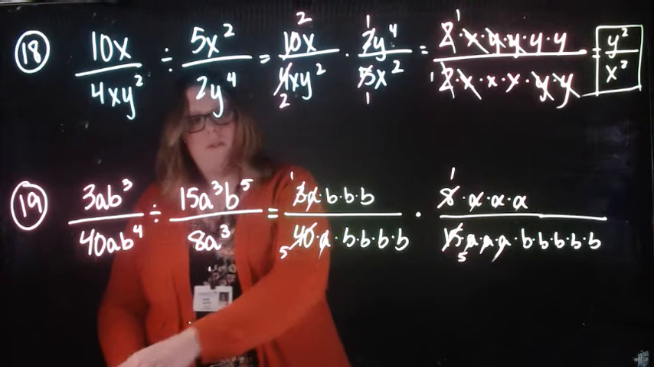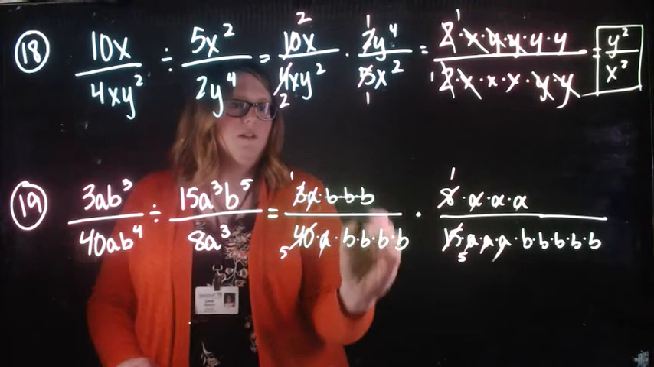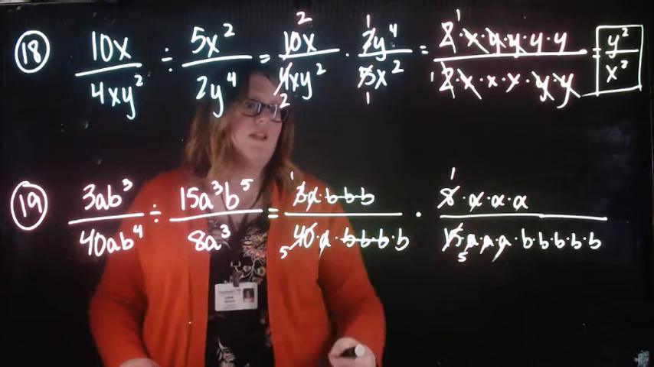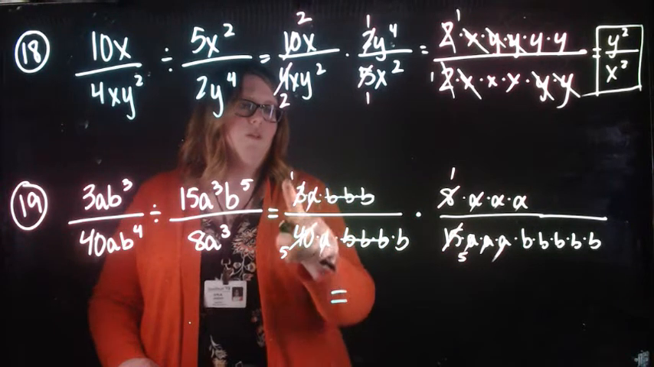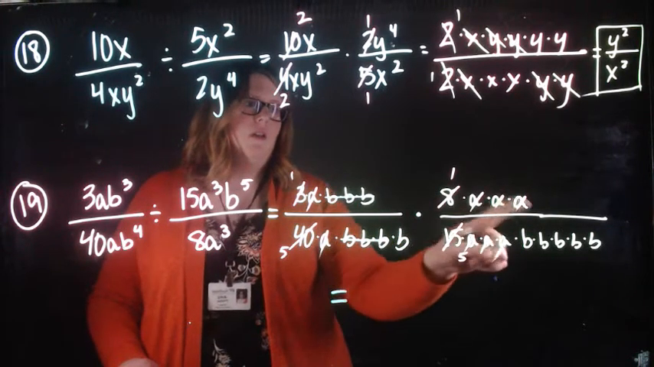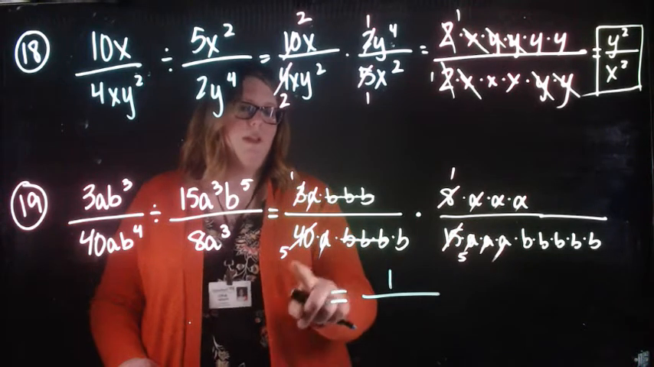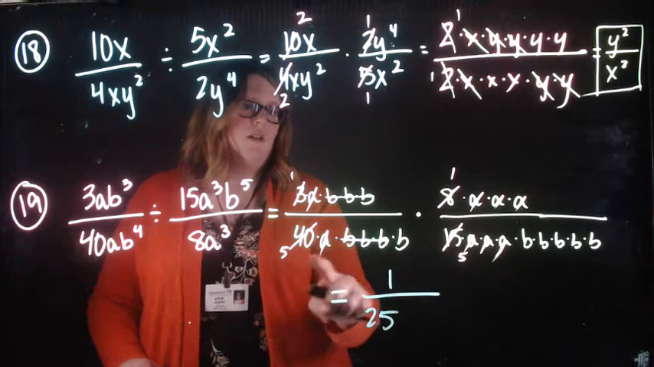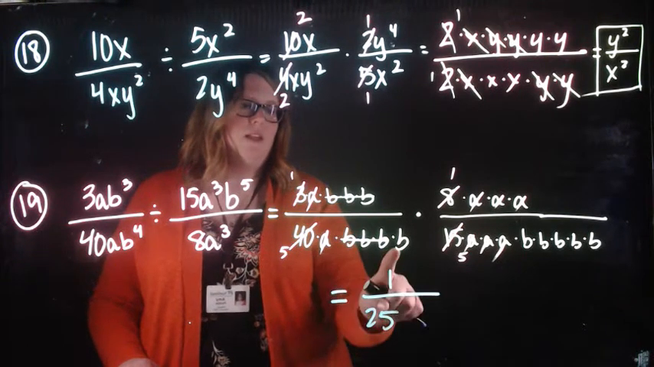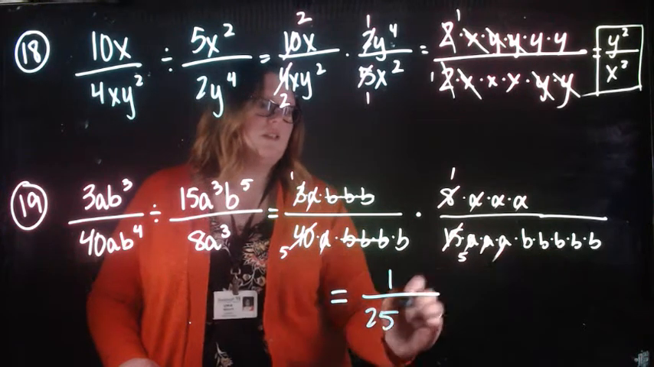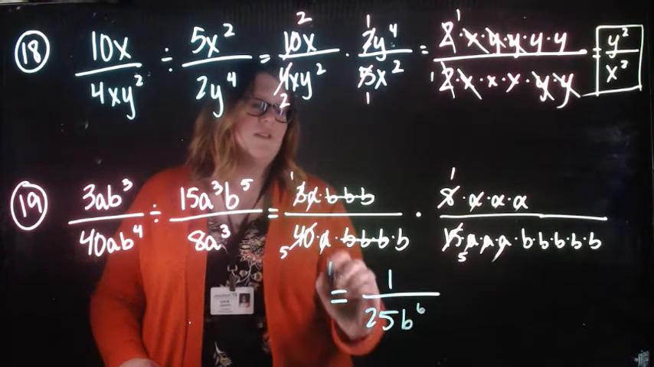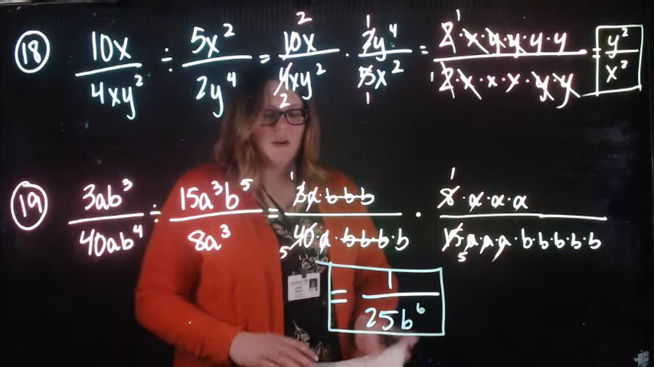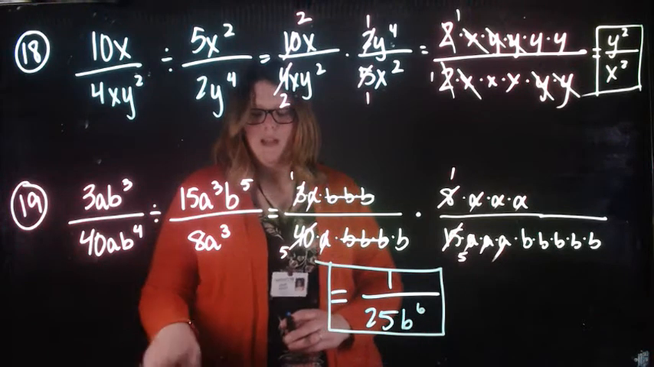Okay. Can look at our b's. So I have 3 b's here. Can cancel that with 3 b's. I have no b's here, so I can't do any canceling. So I am left with 1 times 1 is 1 on top, that's all I have. Bottom here I have 5 times 5 is 25. My a's all canceled. So I have b's. I have 1, 2, 3, 4, 5, 6. B to the 6. So 1 over 25 b to the 6. And that is the last question for multiplying and dividing rational expressions.